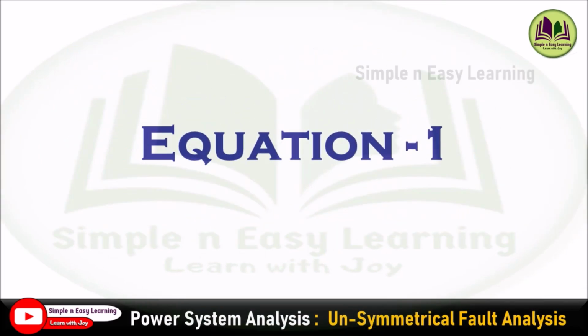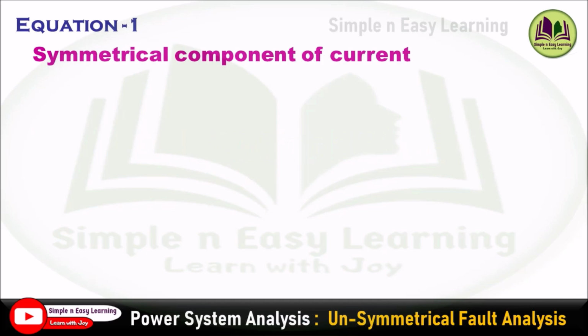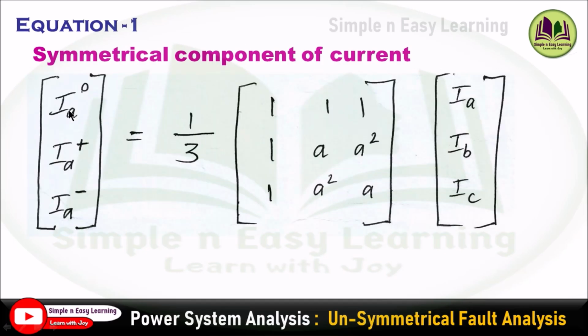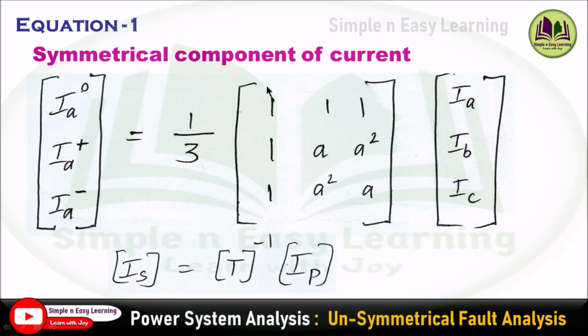Equation 1, symmetrical component of current, which is represented like this: IA0, IA+, IA-, that will be equal to the T inverse matrix, that is 1/3, [1 1 1; 1 a a²; 1 a² a], into IA, IB, IC. These are the phase currents. IA0, IA+, IA- are the symmetrical components of current or the sequence currents. IA0 is zero sequence current, IA+ is positive sequence current, and IA- is negative sequence current.